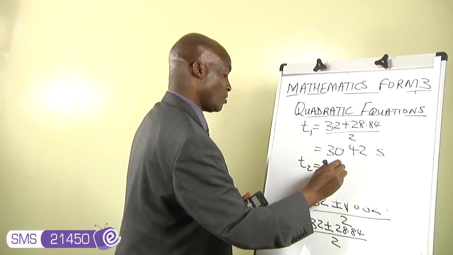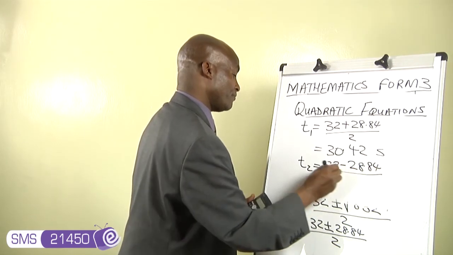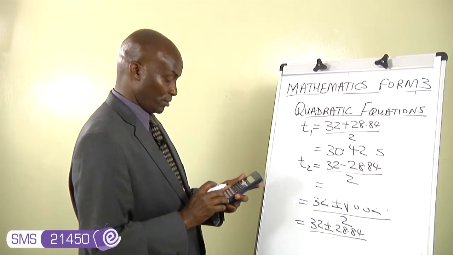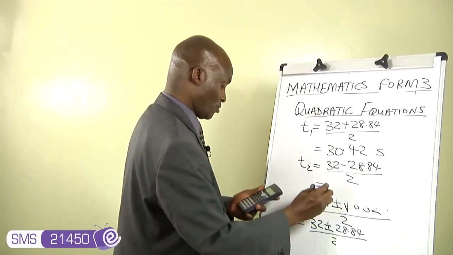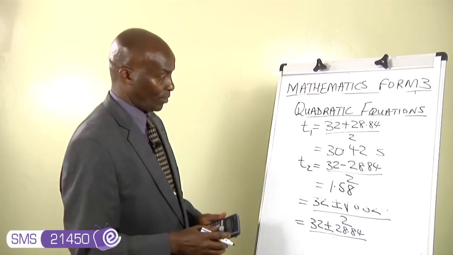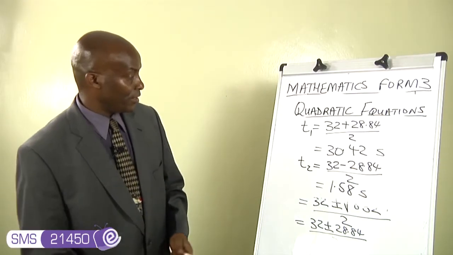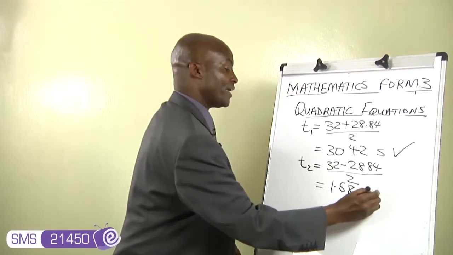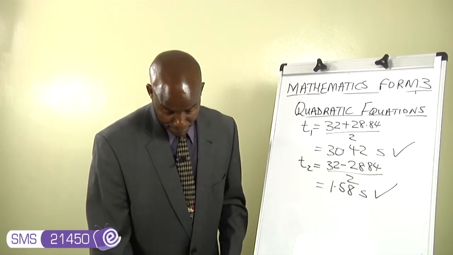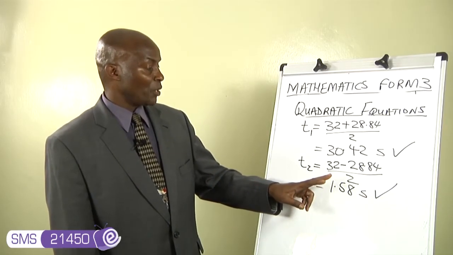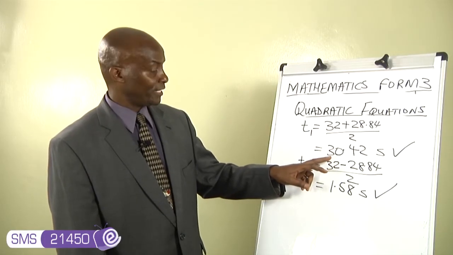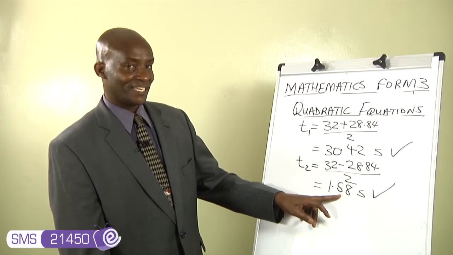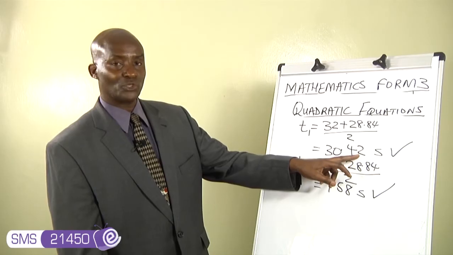So we have 32 minus 28.84 divided by 2, and this gives you 1.58 seconds. Now, we have two solutions. We have this and we have that. That means that the stone, when projected upwards, will be at height 240 meters at two different times. First, after 1.58 seconds, it will be at that height. And second, after 30.42 seconds.